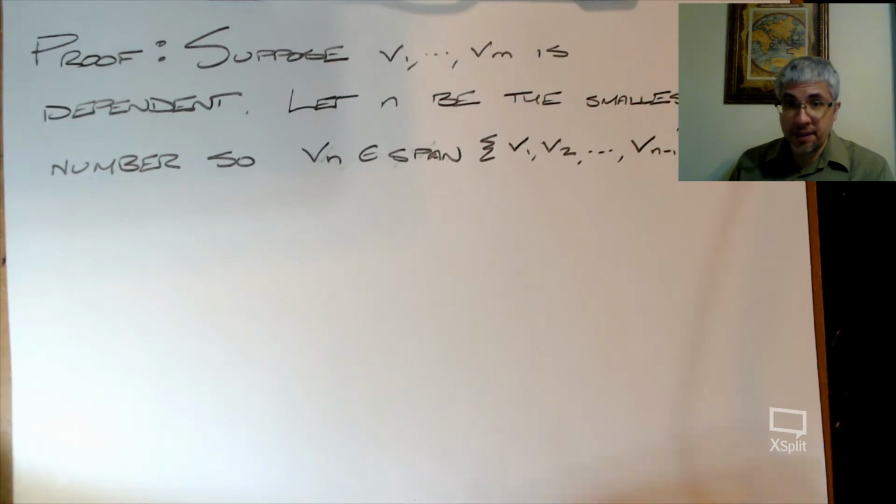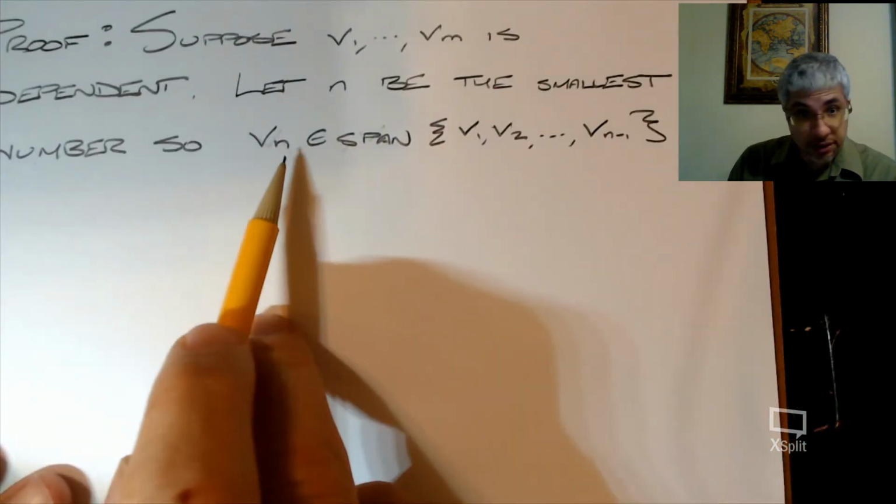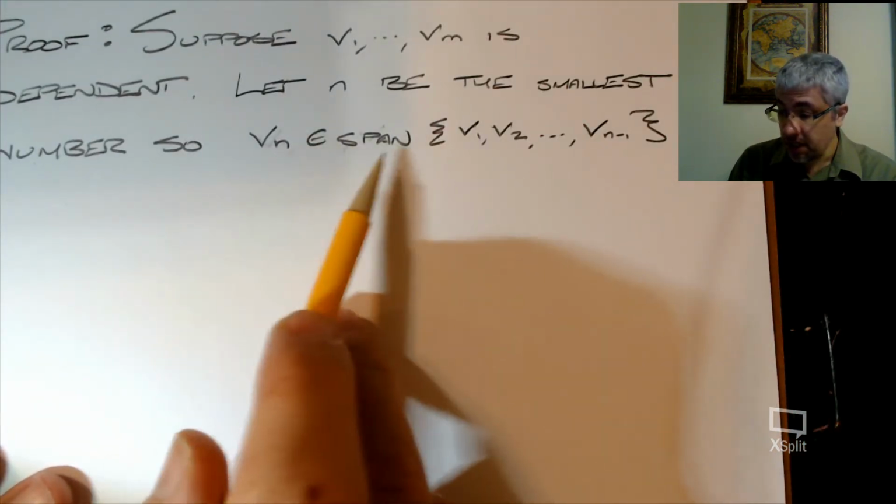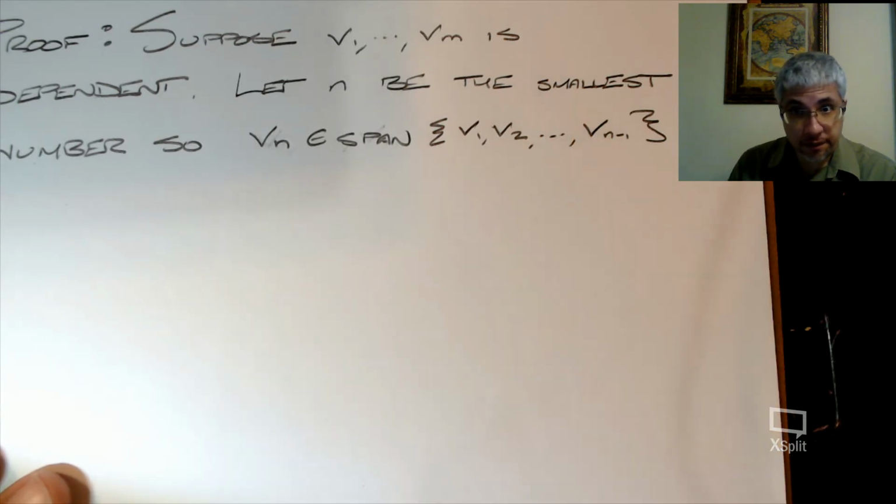So if it's dependent, there must be at least one situation where some vector is in the span of those that come before it. And if there's one, we could always pick the smallest one, right? Because these are integers, and the integers are well ordered. We could always pick the smallest integer in a non-empty set of integers. Okay.